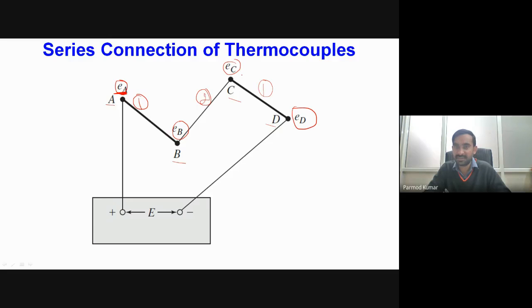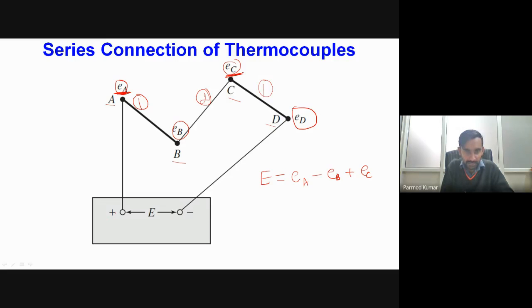Similarly, C will be having the same, and then D will be having reverse. So it means A and C will be having the same direction of potentials, and B and D will be having different directions of potential. So because of that, whatever the final output we will be getting, that will be nothing but EA minus EB plus EC. Okay, or I am just making a mistake.